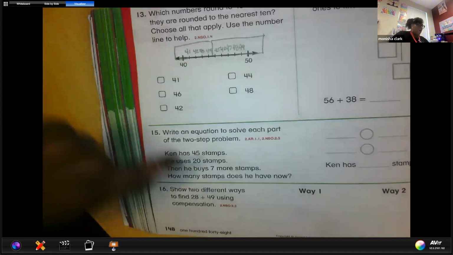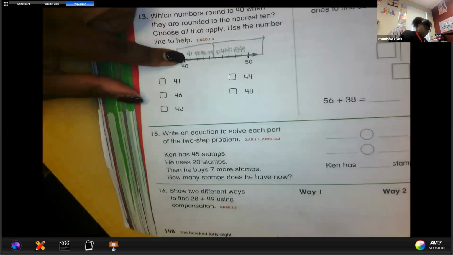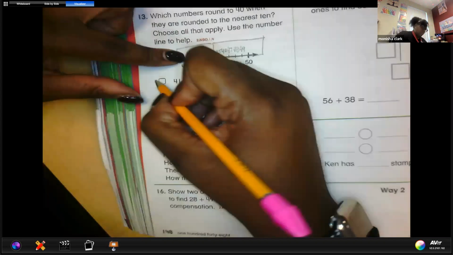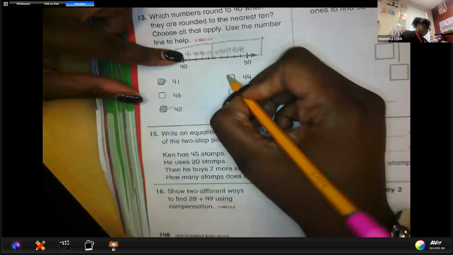So now we know that all of these on this side are going to round to 40. So that's 41, 42, and 44.